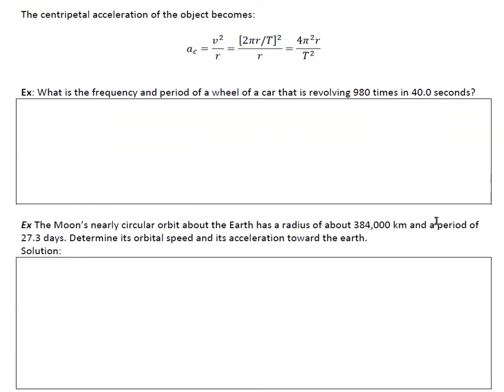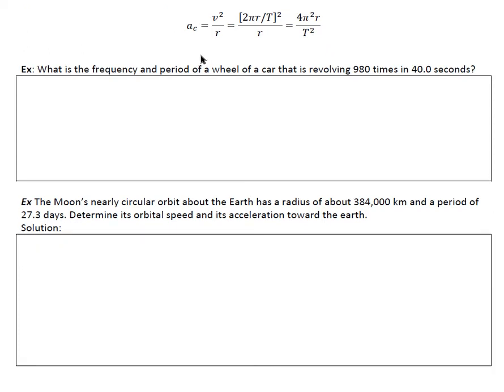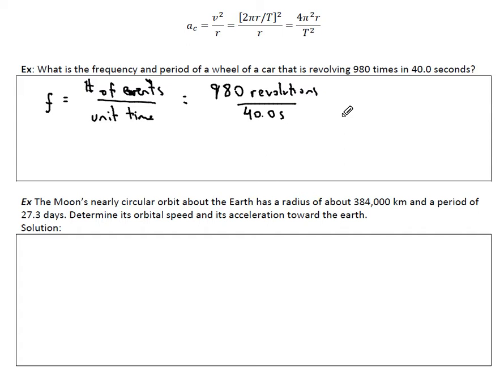So here is a question. It says, what is the frequency and period of a wheel of a car that is revolving 980 times in 40 seconds? For this one, if we want frequency, it's the number of events per unit time. So 980 things, in this case revolutions, occurred in 40.0 seconds. We just divide those two numbers, and we get 24.5 hertz.